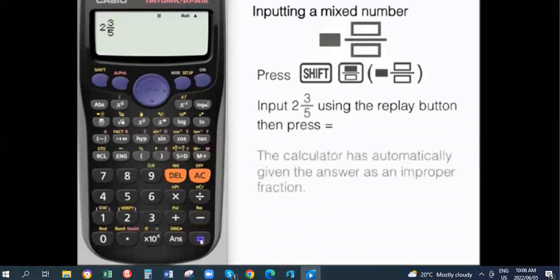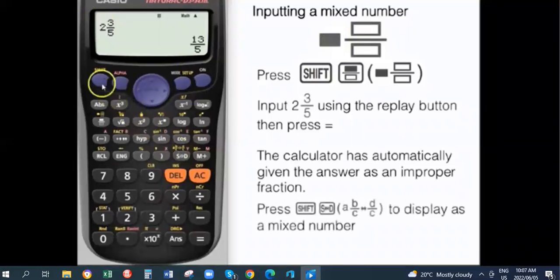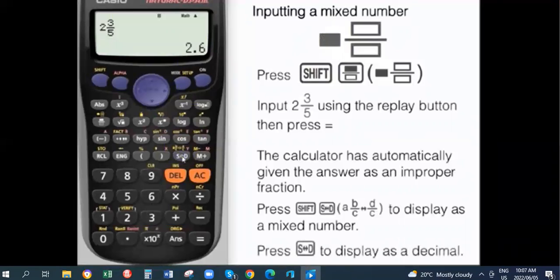Press equals. The calculator is automatically giving the answer as an improper fraction, 13 over 5. To display this as a mixed number, we need to use that function again. So shift and SD. And here we have 2 3/5. Remember, we can press the SD button as well to display it as a decimal, 2.6.